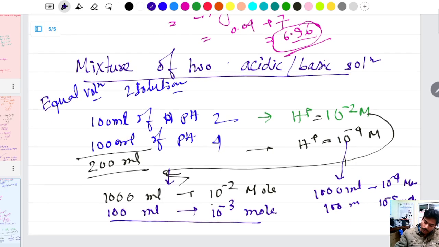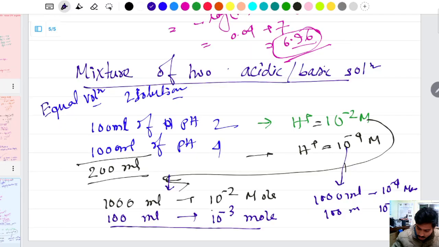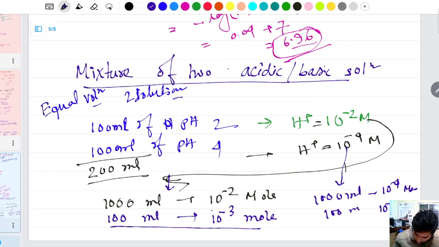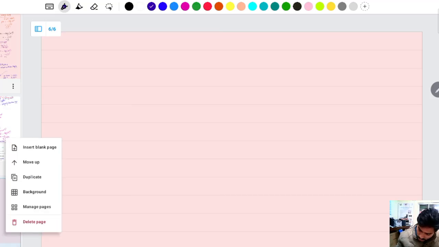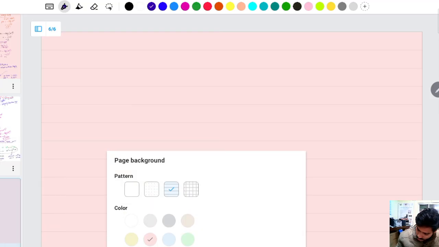Let's go into 200 ml. Let's take another page. The page color is not looking good, so let's take white.